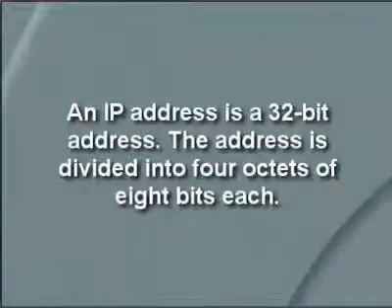Let's talk about IP addresses. An IP address is made up of 32 bits. Those 32 bits are divided into 4 sections of 8 bits called octets. IP addresses are divided into 5 categories or classes: Class A, Class B, Class C, Class D, and Class E. Each class has a unique range of addresses.